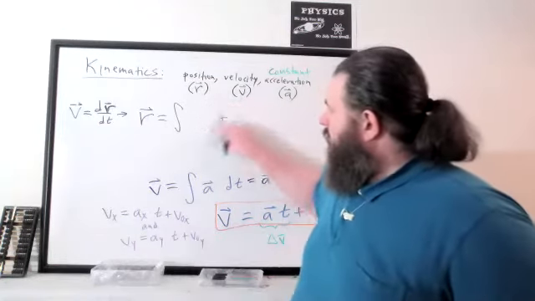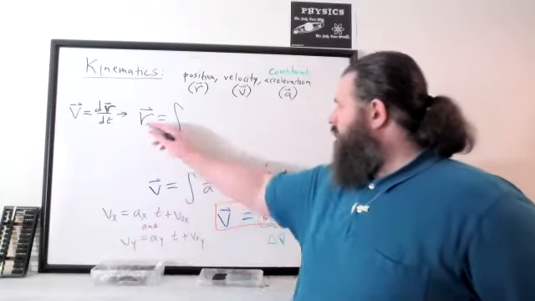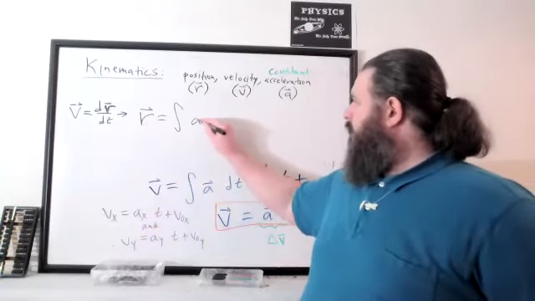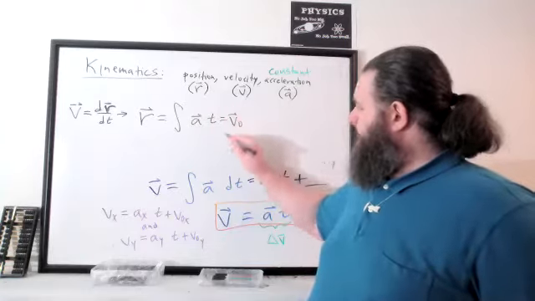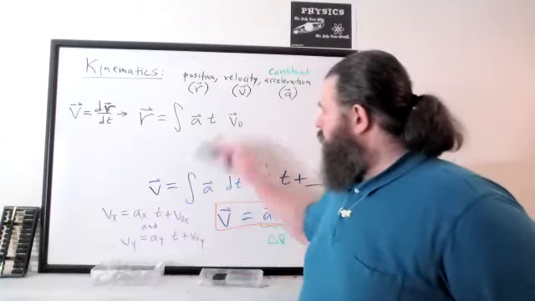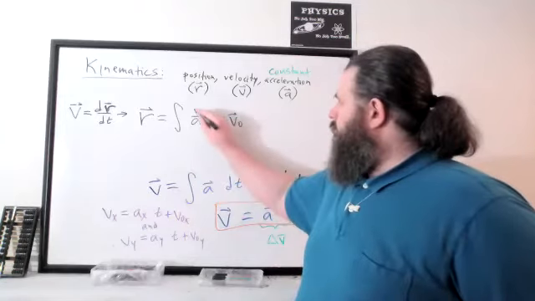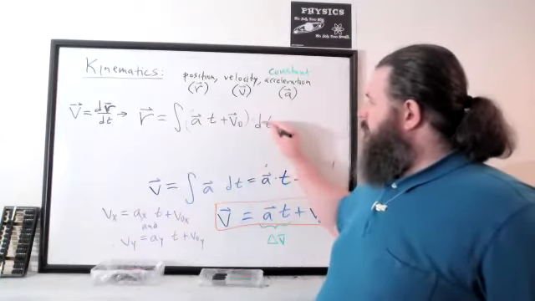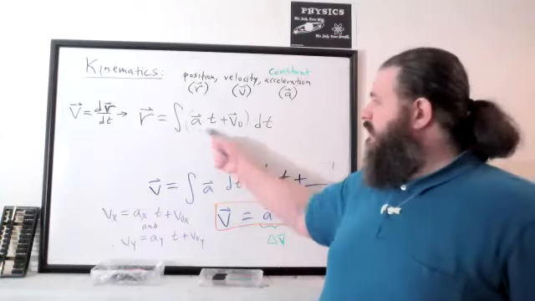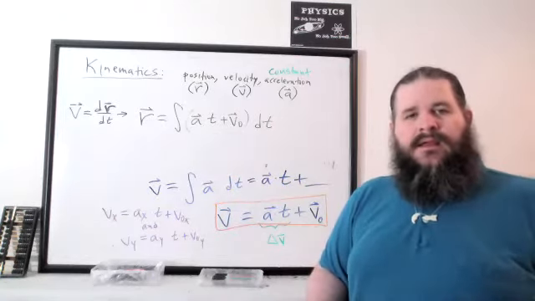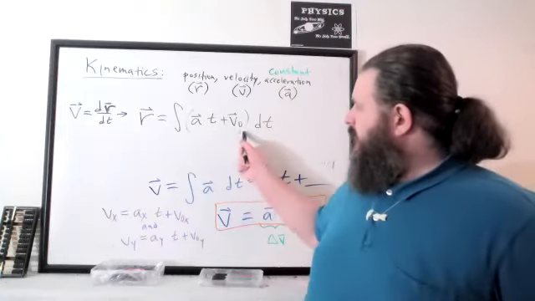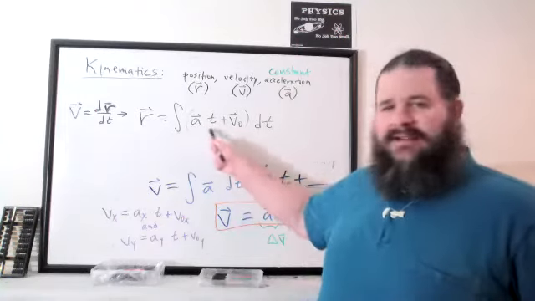So if we fill that in, position is the integral of acceleration times time plus starting velocity, with respect to time. So if we can integrate this expression, we'll have a formula for position at any time. And how would we integrate that? If we split this up, what's the integral of AT?